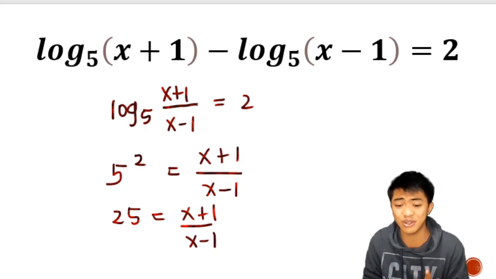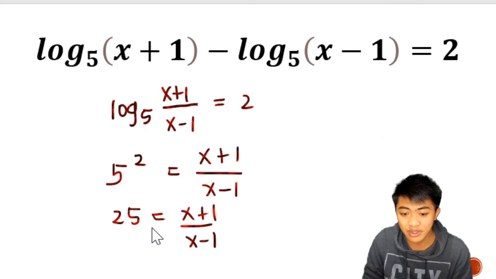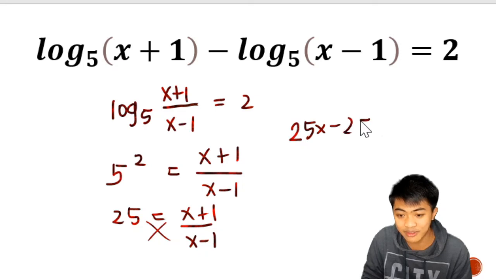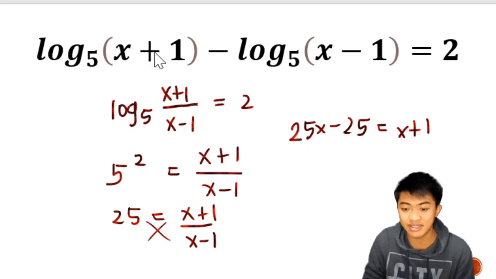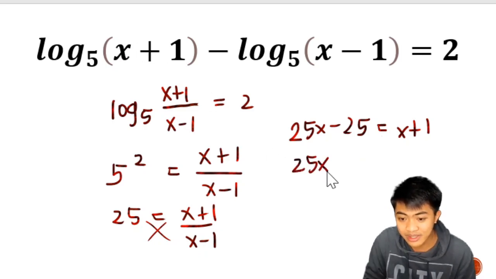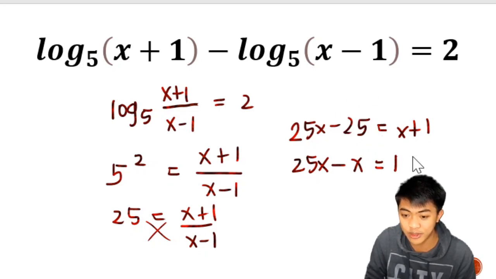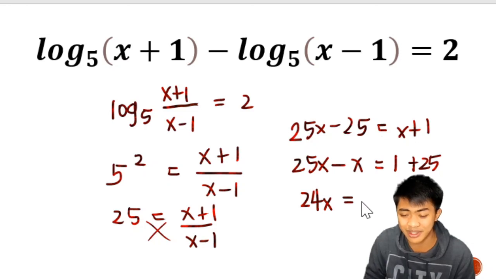Now, how do we solve for x here? We do cross multiplication. So if we cross multiply this one, the result will be 25x minus 25 is equal to x plus 1. So we bring all those with x's on one side and the constants on the other side. So that will be 25x. If we bring x to the other side, it will become negative x. It's equal to, well, we have here 1, and then if we bring negative 25 to the other side, it will become positive 25. Now we have here 25x minus x. That will be 24x. 1 plus 25 is 26.